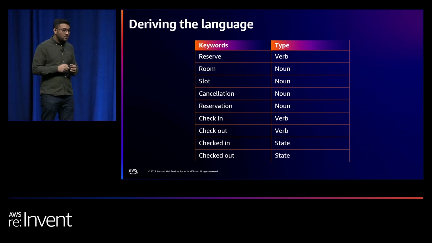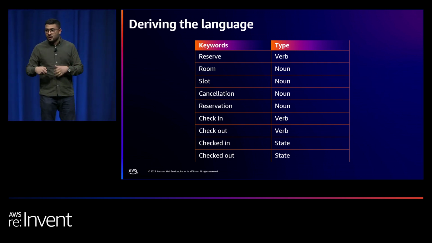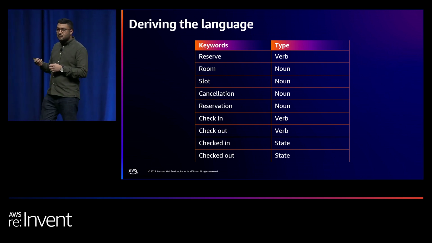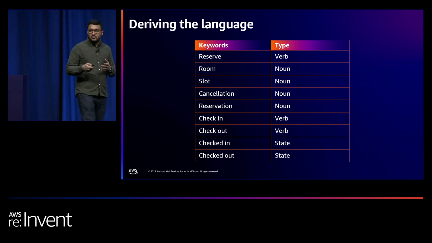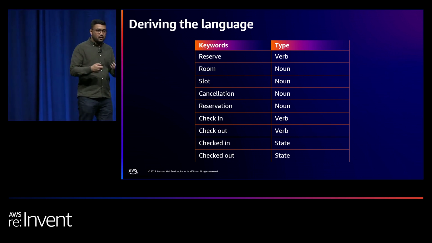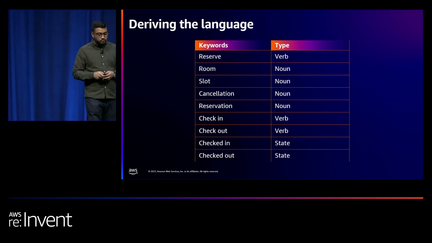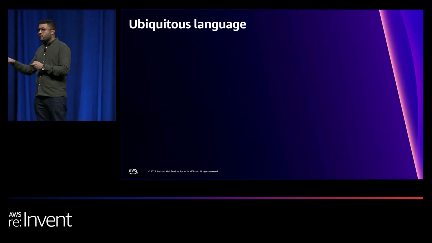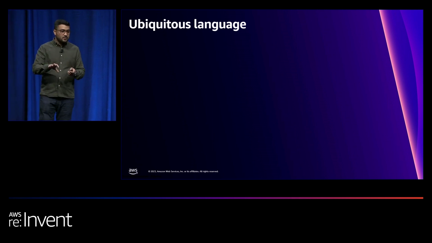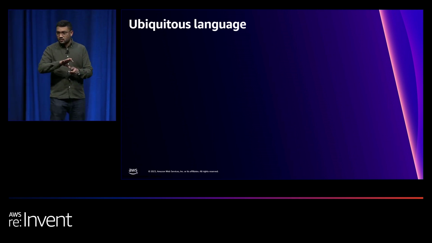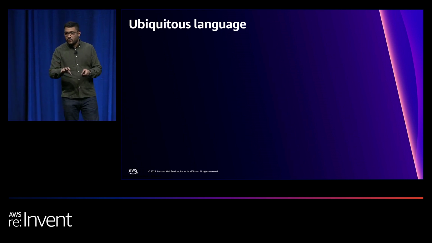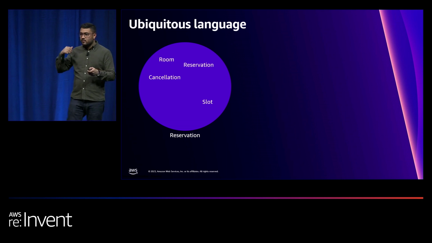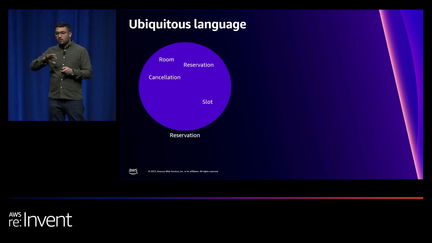So here in the example, reserve is a verb, which is a representation of an action, right? But at the same time, things like room, slot, cancellation, these are nouns. So these are representing the objects that I have in the software. We take all of these languages, and what we are going to try to do now is figure out which of these actions can be grouped together in a semantic way. Basically, we will say that, okay, room, reservation, cancellation, slots, if a business process happens, they are all in the same context.